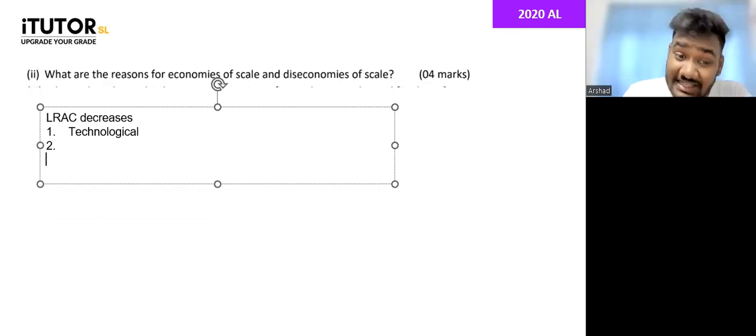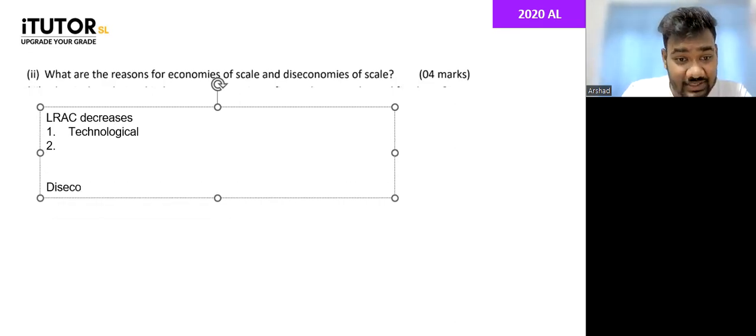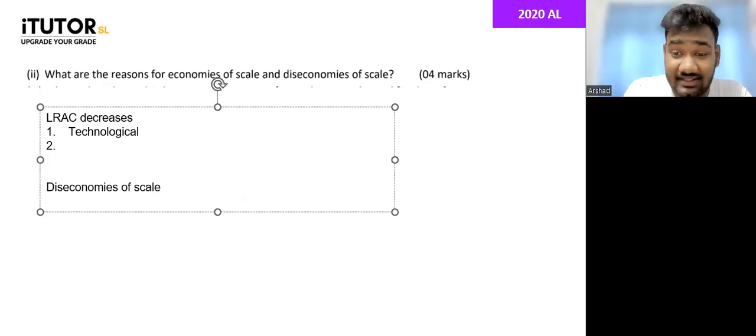But what about diseconomies of scale? What are diseconomies of scale? This is where the long run average cost is now starting to increase. What are the reasons for this?